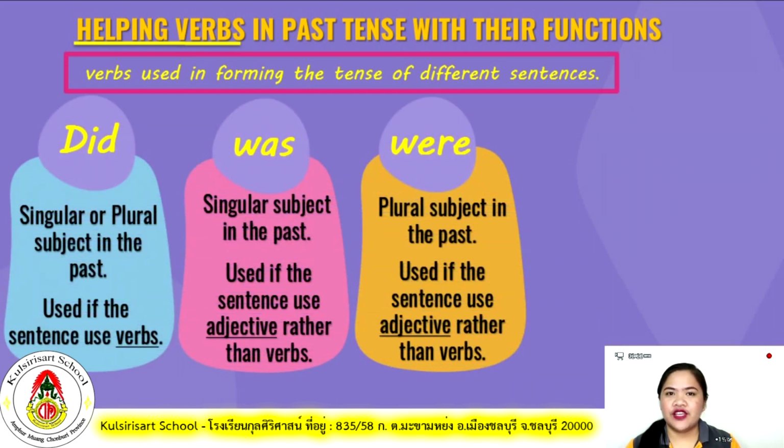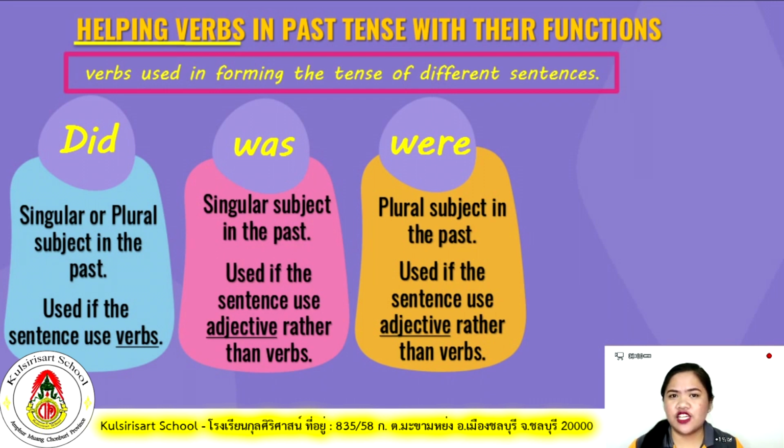What are the helping verbs that I am talking about? The first one is did. The second one is was. And the third one is were. Again, we have did, was, and were. Now, let's define what is did. Did is used if the subject in the past is singular or plural.